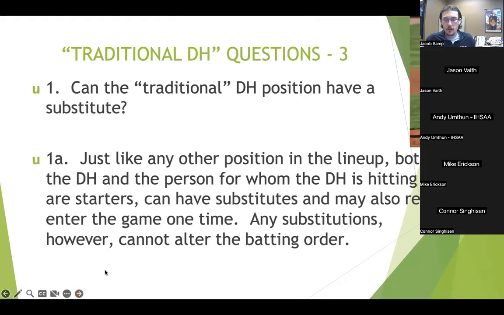Can the traditional designated hitter have a substitute? I'm not going to read off the slide here. The simple answer is yes, and they can be re-entered. But the last sentence here, it cannot alter the batting order. That's what I was talking about. So you have Baker in the 7th spot, Smith in the 3rd spot, and Baker's the designated hitter. Smith cannot become the designated hitter.